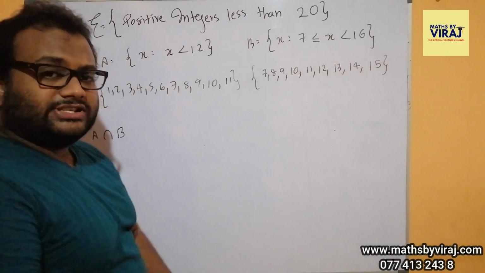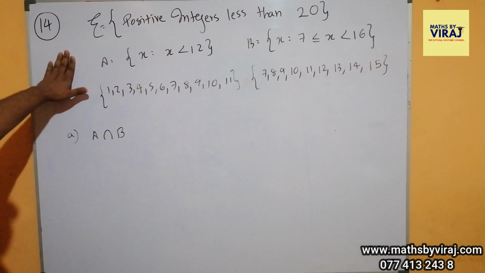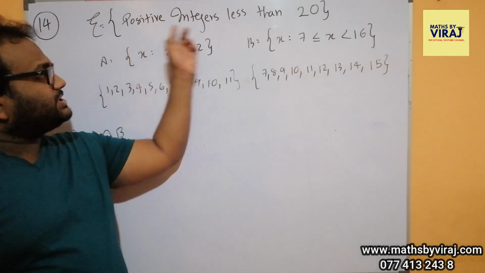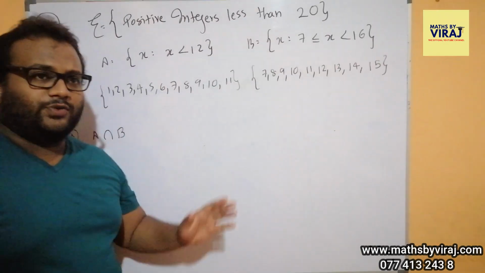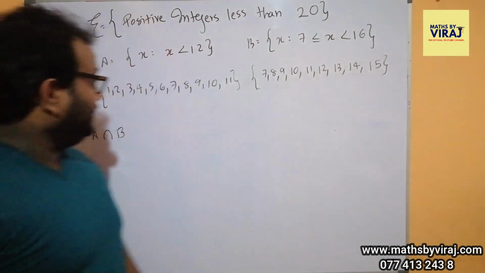Right, children, in question number 14, it is given that our universe is, we consider all the positive integers less than 20. So we consider numbers from 1 to 19 but not 20.